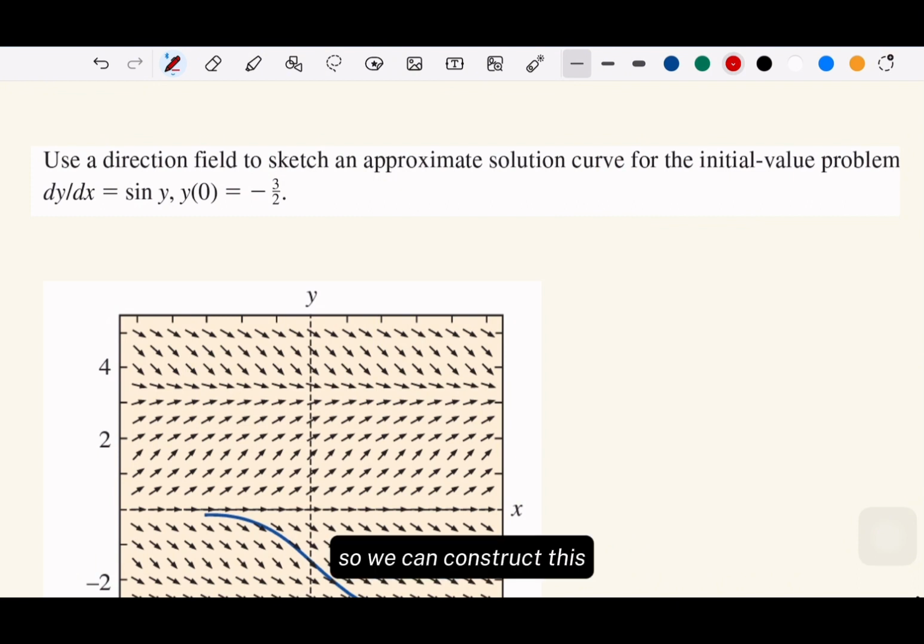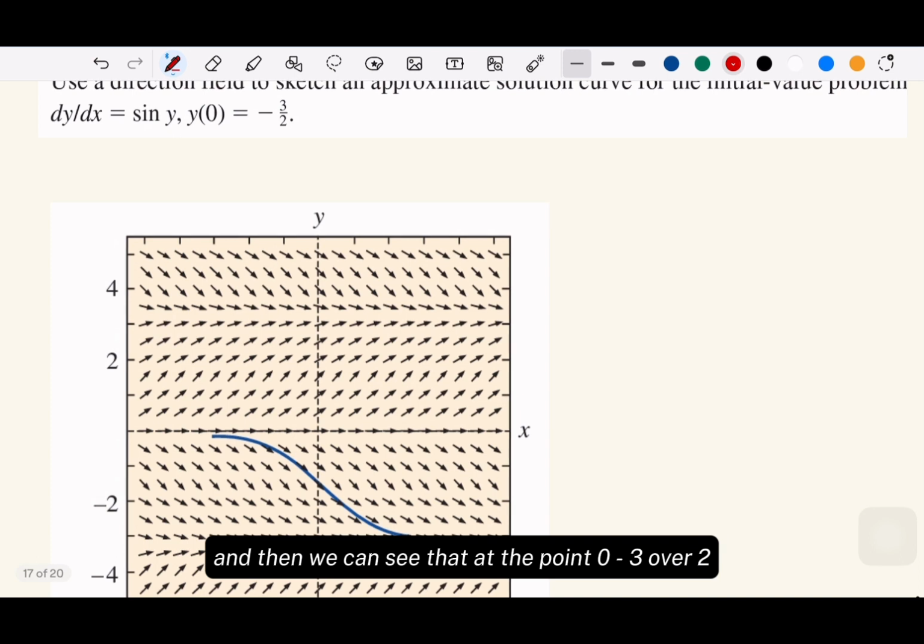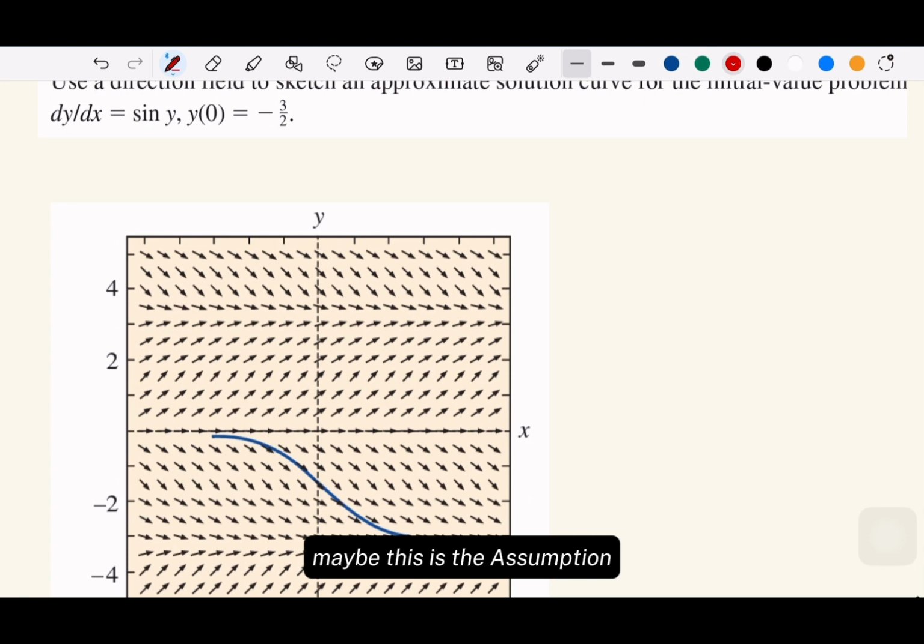So we can construct this, and then we could see that at the point 0, -3/2. Which means this is 1 maybe here, and that is the point here. We can see that, okay, maybe this is the solution. So the drawing does not necessarily have to fit perfectly and get contact, as long as you can see the patterns, how it goes. You can propose, maybe this will be the solution curve.